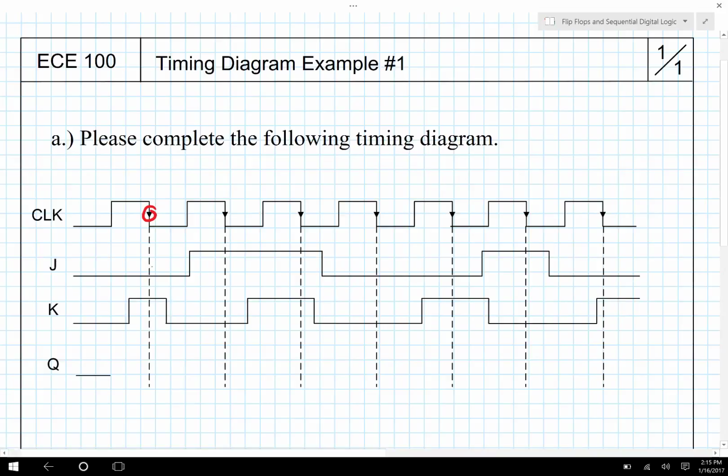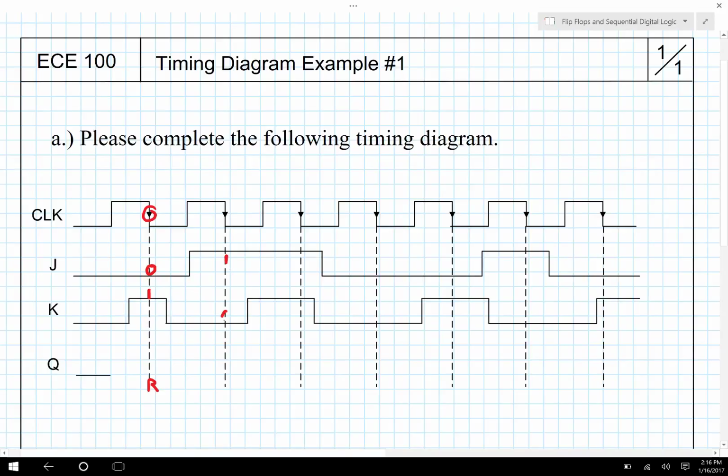So here I can see that J contains 0 and K contains 1 at the first active clock edge. Well, that's a reset. And so I'm going to write a little capital R right underneath here. Now, because the J and the K are predetermined for me, I can go ahead and do all of this before I do any calculations on Q. So I'm going to go ahead and do that.